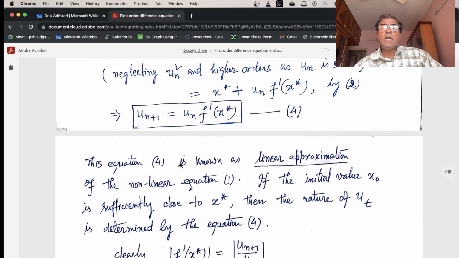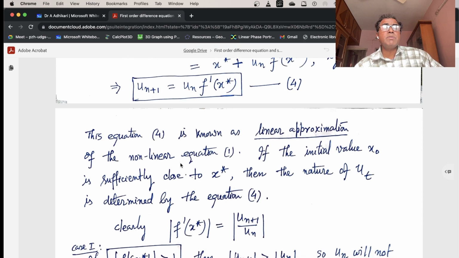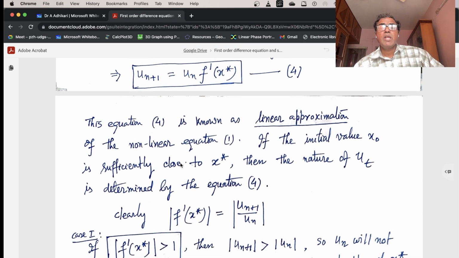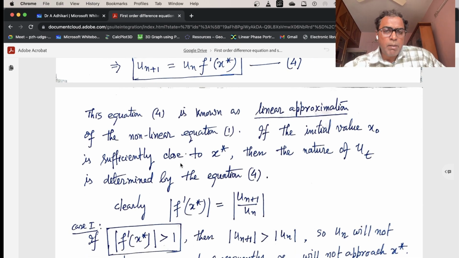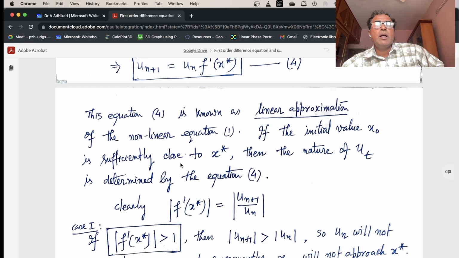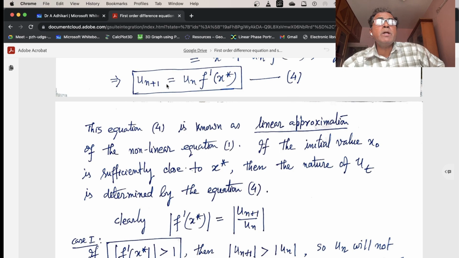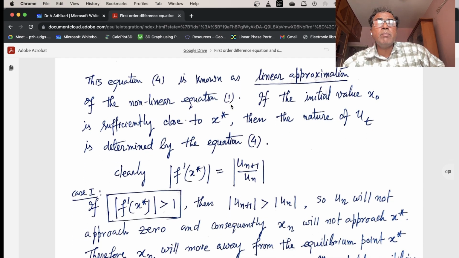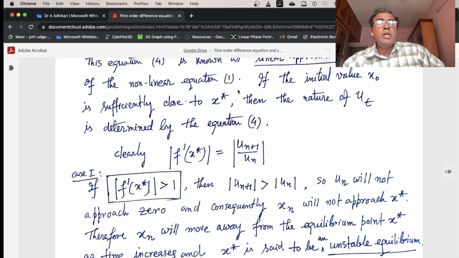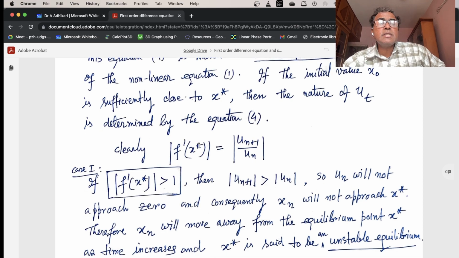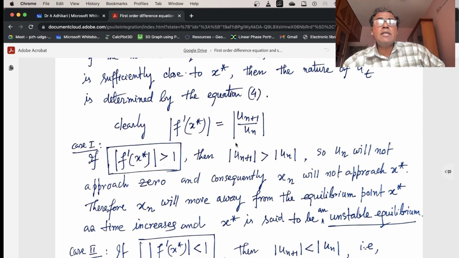Now, if the initial value x_0 is sufficiently close to x star, then the nature of u_n is determined by equation 4. So clearly, f dash x star equals u_{n+1} by u_n. So the modulus of f dash x star is equal to the modulus of u_{n+1} by u_n. Now, if the modulus of f dash x star is greater than 1, that is, modulus u_{n+1} is greater than modulus u_n.